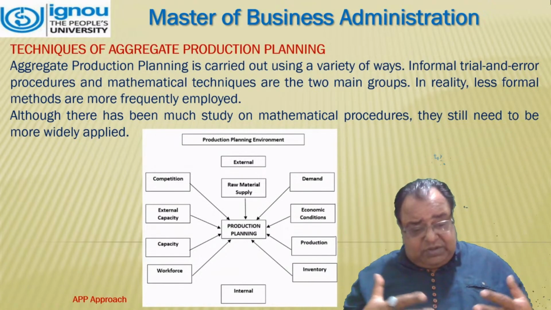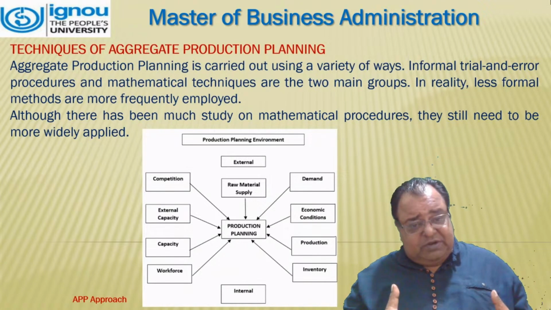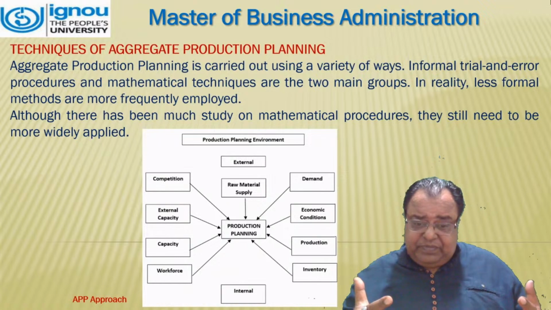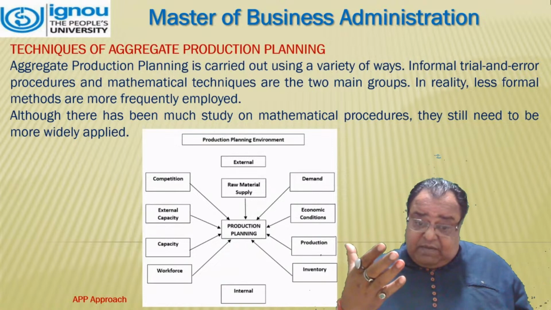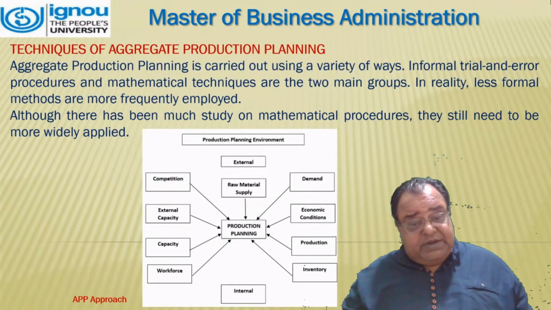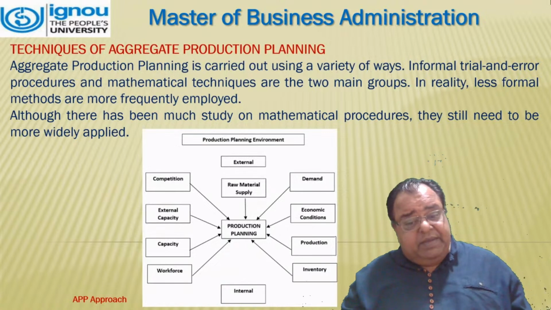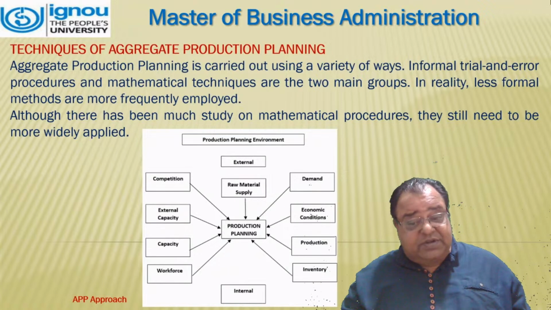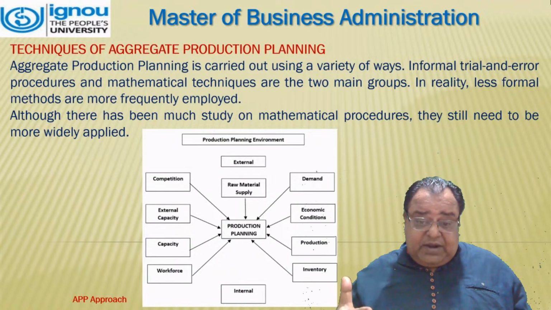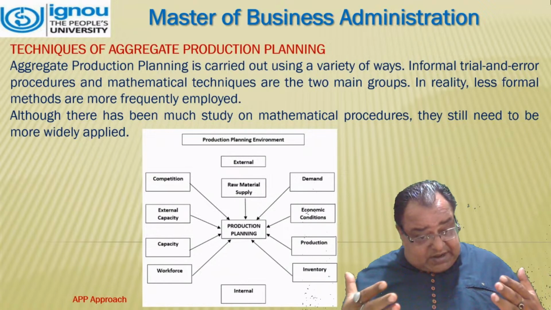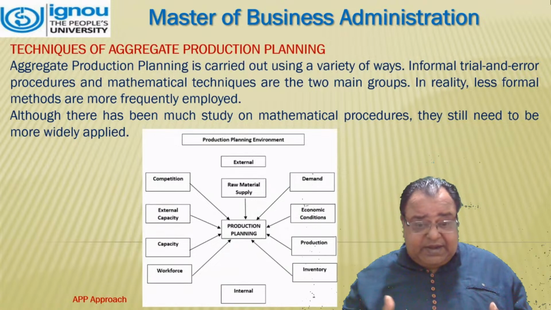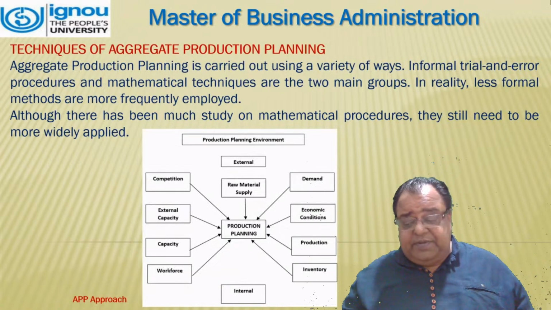Now we see what this APP approach is all about. It is related to the production planning environment. Production planning has to be done, and that means it includes internal resources, competition, raw material supply, demand, external capacity, workforce, economic conditions, production, and inventory. And after this conversion, the analysis, we get the output.